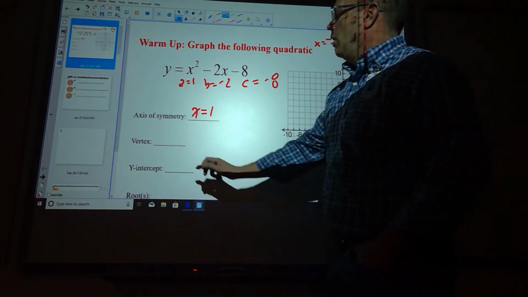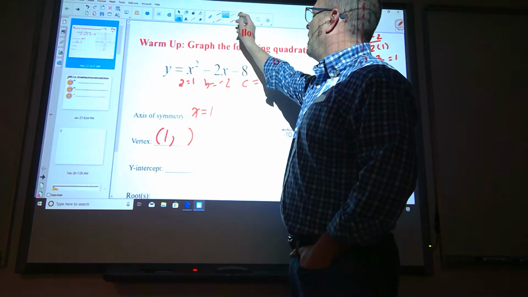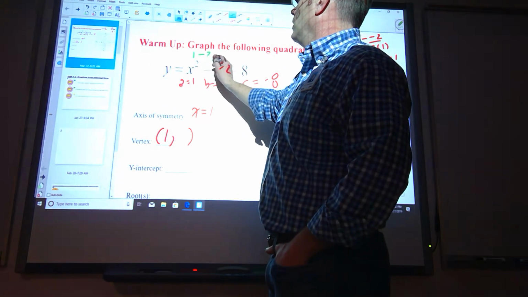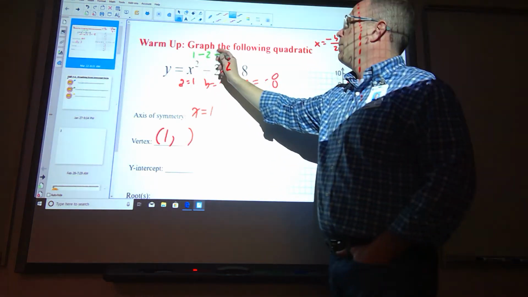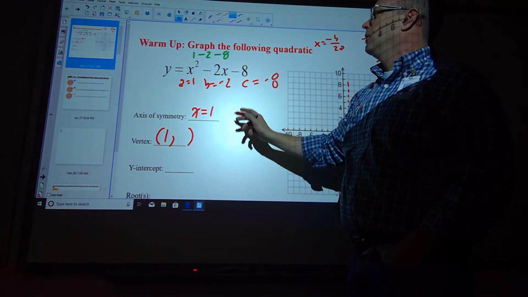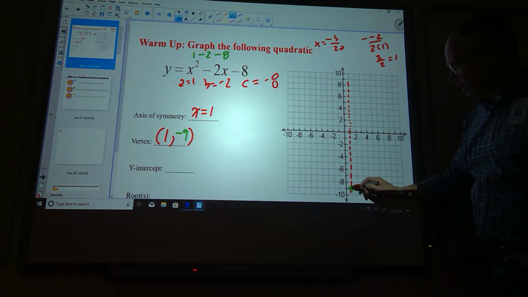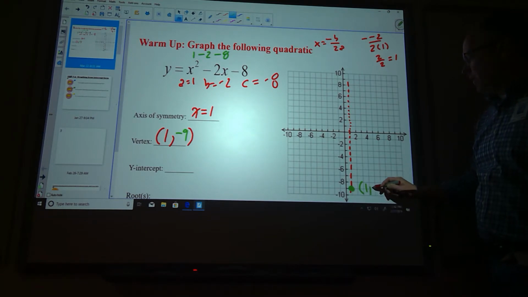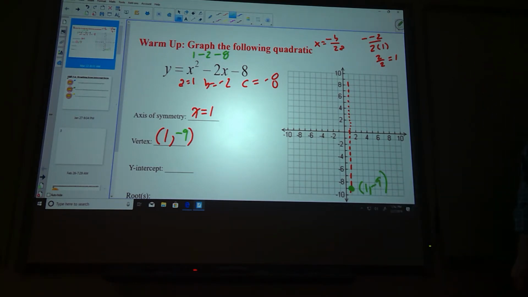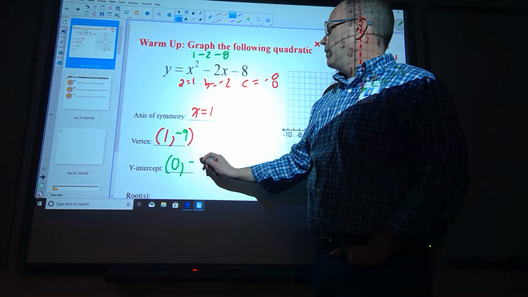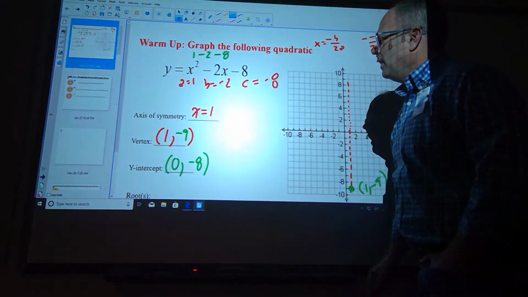All right. So the x component of my vertex is 1. How do I find the y component of my vertex? Plug it in. 1 squared, 1. -2 times 1 is -2, minus 8. 1 minus 2 is -1. -1 minus 8 is -9. So 1, -9 is way down here. That's my vertex. Okay. Hey, can I find the y-intercept without doing any further work? Yeah, it's my c value, right? So (0, c). So (0, what?) -8. Cool.